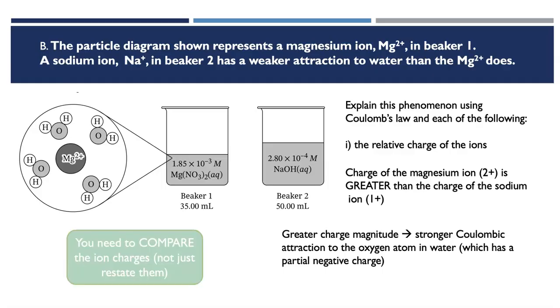One thing I really want to emphasize here is that you needed to compare the ion charges. Just restating them isn't enough. You had to say that the magnesium ion's charge was greater than the charge of the sodium ion, or vice versa. And that's what you needed to say to earn the point here.